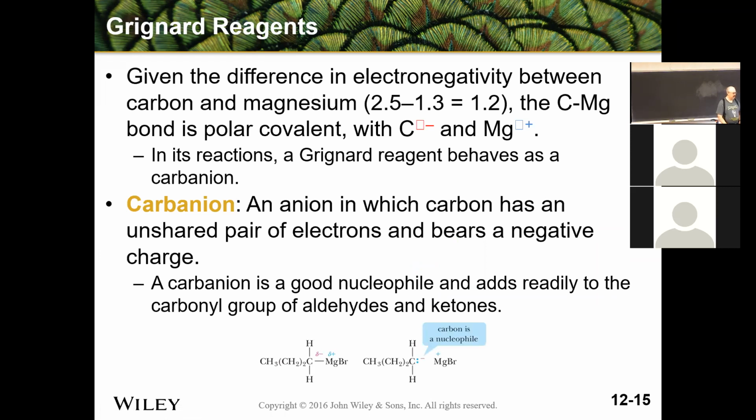So a Grignard reagent is like a carbanion. A carbanion is an anion in which carbon has an unshared pair of electrons and bears a negative charge. A carbanion is a good nucleophile and adds readily to the carbonyl group of aldehydes or ketones. So we can think of this Grignard as being like a carbanion. There's a high electron density at the carbon, so it behaves like a carbanion.